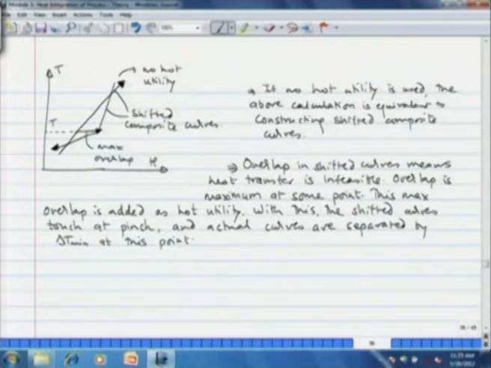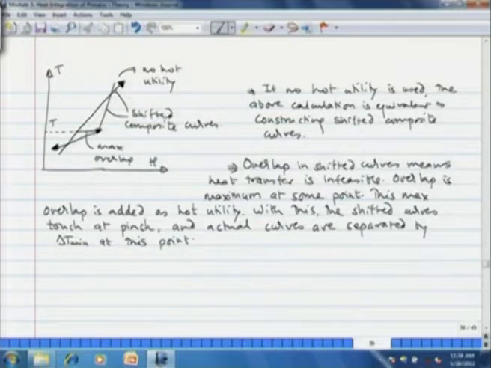Overlap in the shifted curves means heat transfer is infeasible. That is what is being shown here. If the hot composite curve goes below the cold composite curve at any point, then delta T becomes negative and no heat transfer is feasible. Overlap is maximum at some point. This maximum overlap is added as hot utility.